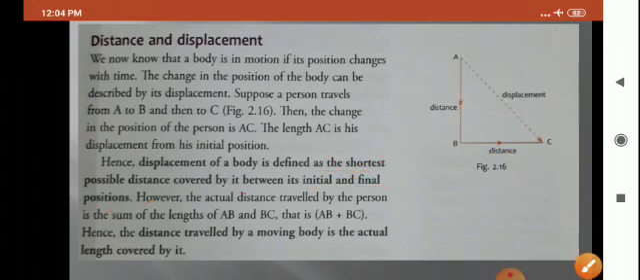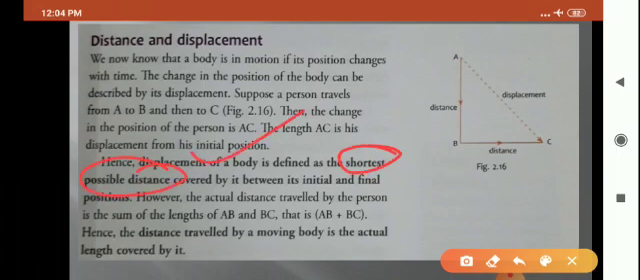Okay children, what is displacement? Displacement is the shortest possible distance covered by a body between its initial and final position. Means if you have to go from point A to point C, then which is the shortest possible distance? That is directly from point A to C, which is your shortest possible distance. Yes or no? And the shortest possible distance between its initial position, that is your point A, and final position, that is your point C, is known as your displacement. I hope children I am clear to you.